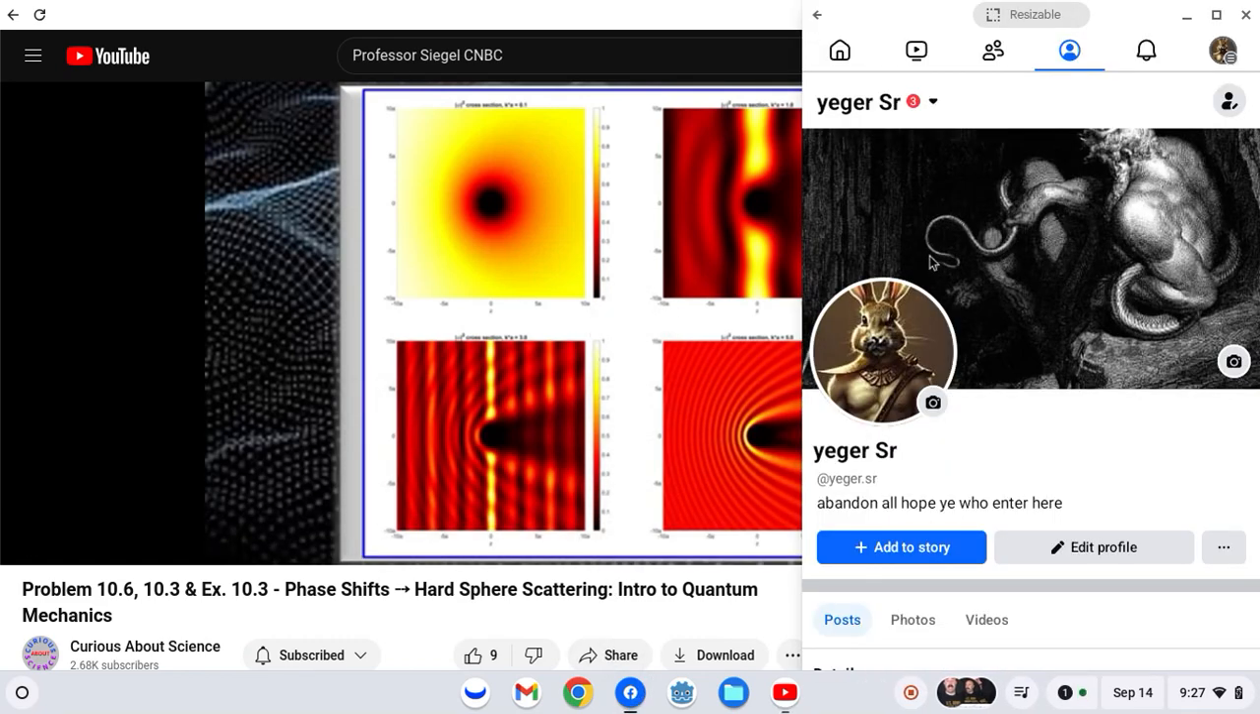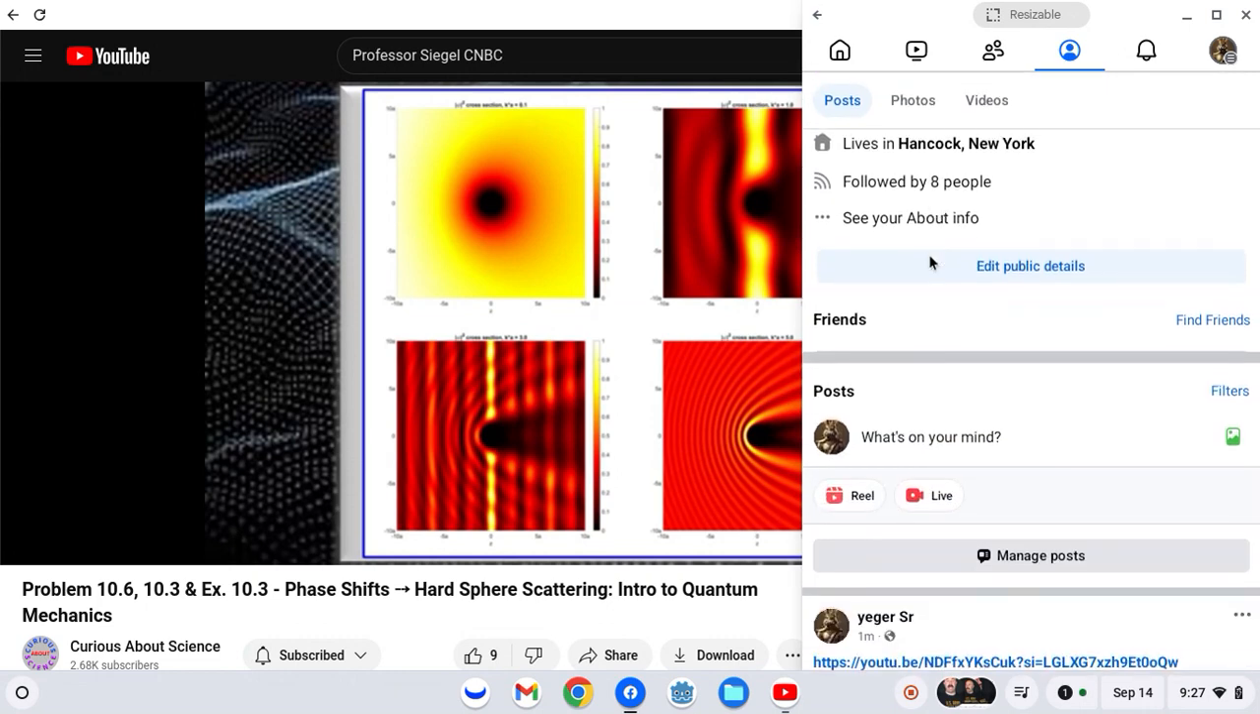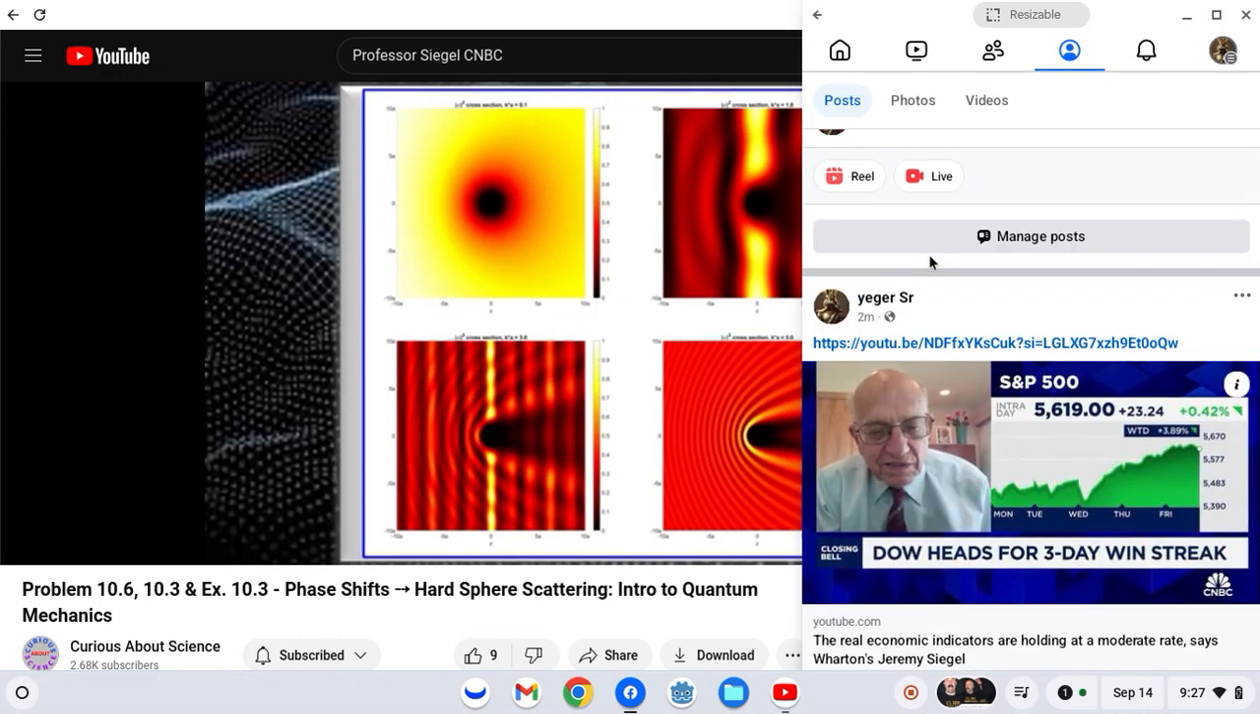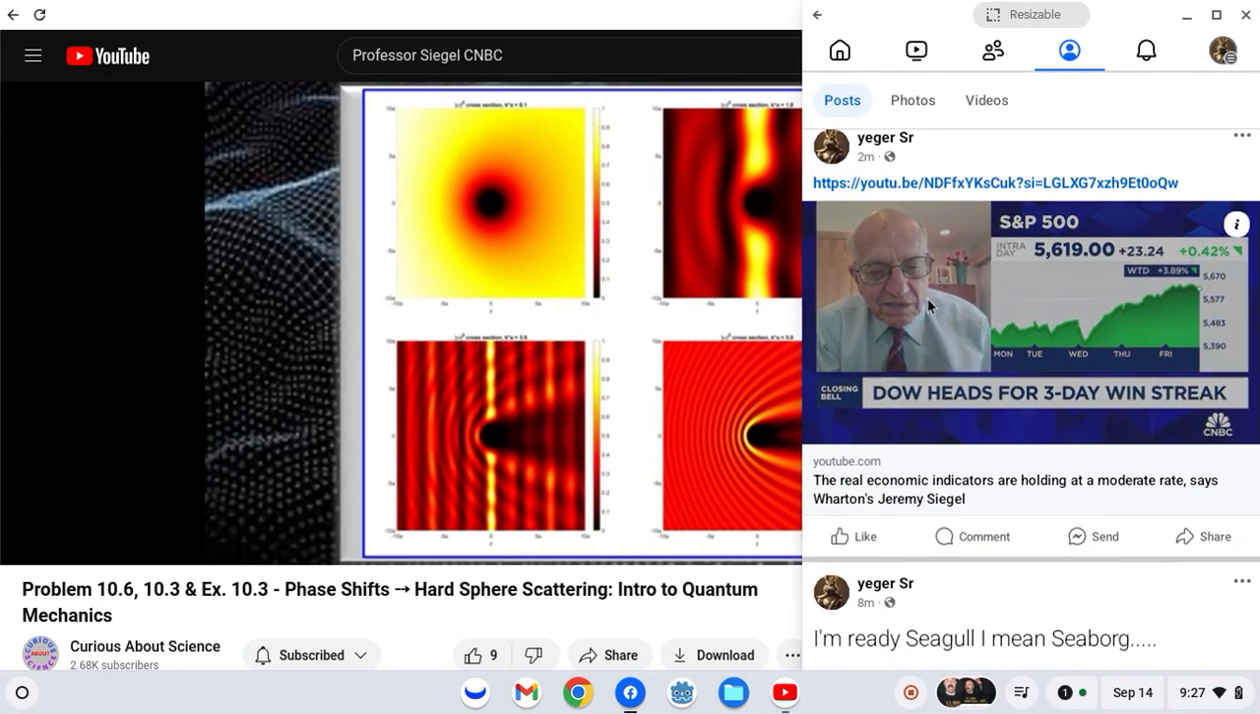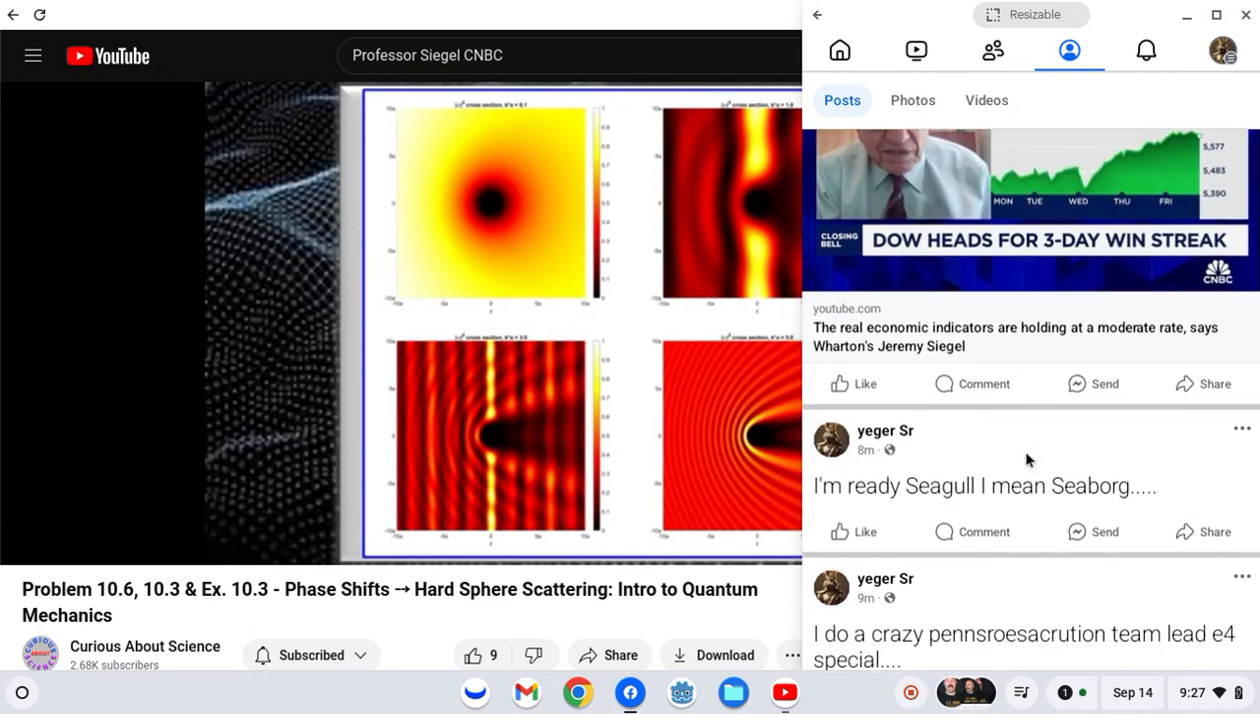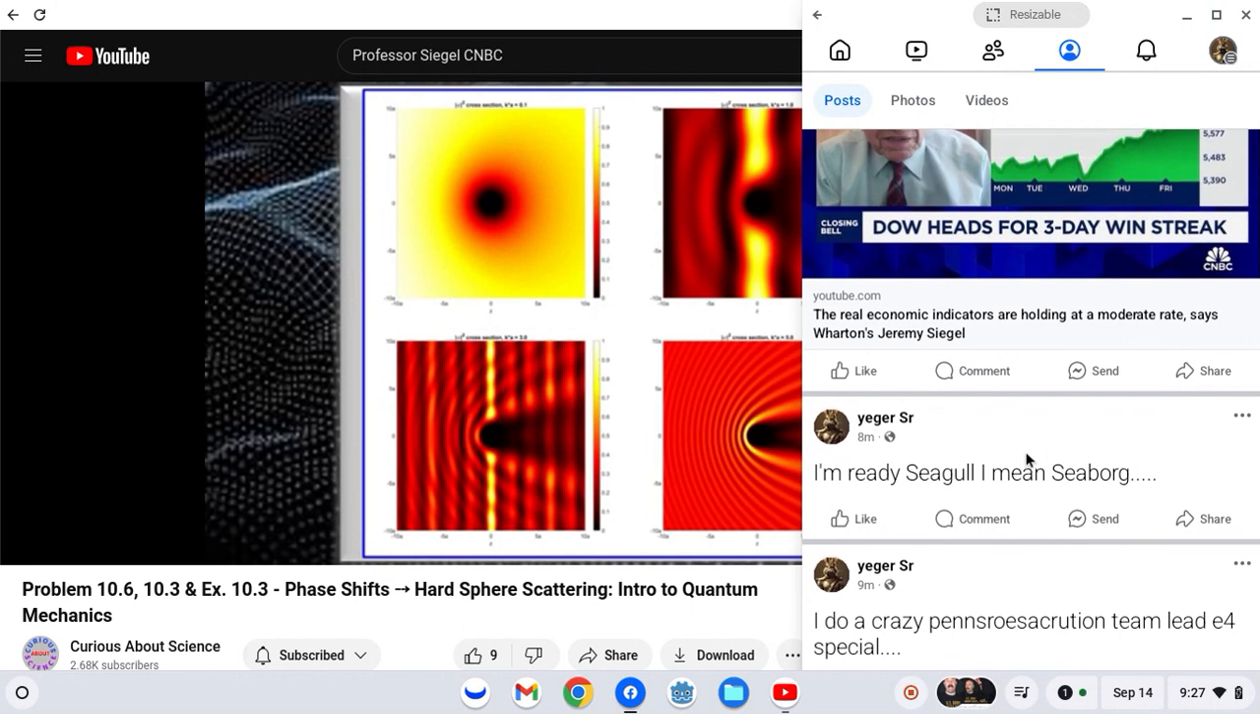Ever wondered how particles scatter off of a solid object in quantum mechanics? In today's video, we'll break down the phase shifts for hard sphere scattering, and in doing so, we'll break down a lot of math that is needed in other parts.